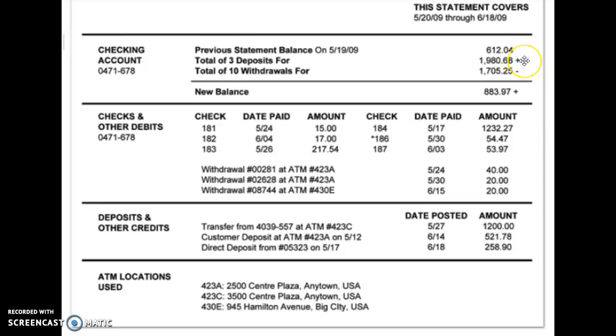And you can see the plus and the negative sign. So plus means it was deposited, so those deposits are added to the account, and the subtraction sign is withdrawals, or taken out of the account.